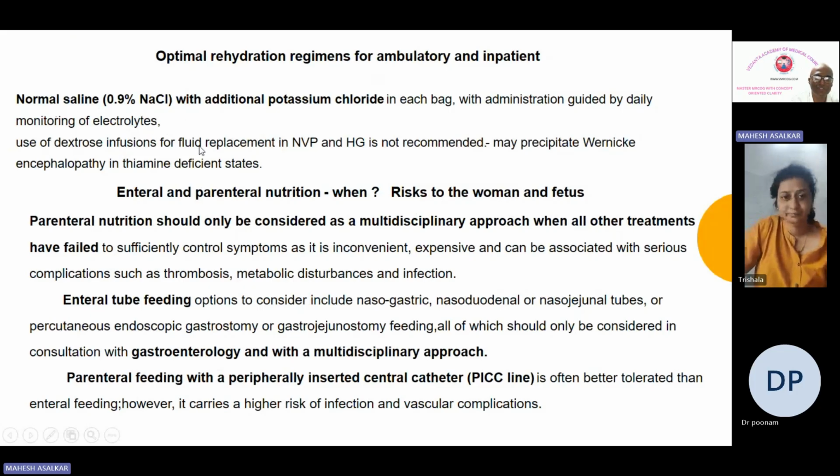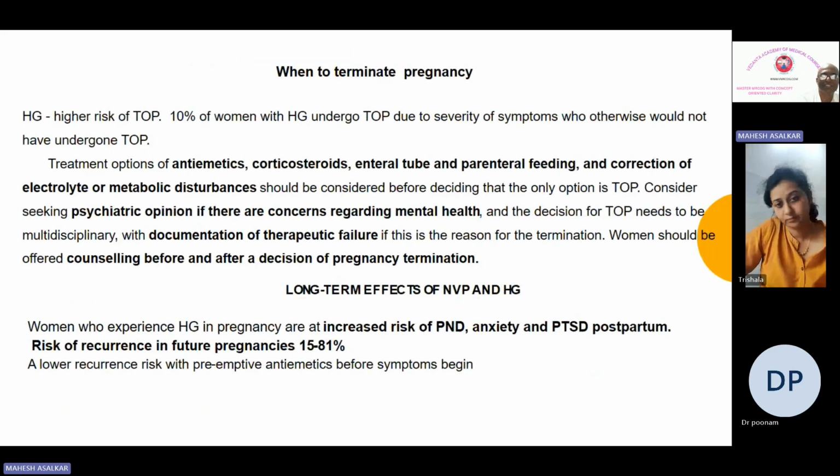Use of dextrose infusion for fluid replacement is not recommended. It may precipitate Wernicke's encephalopathy in a thiamine deficient patient. This we have just seen. So these are the concepts which they are asking. Then, when to terminate the pregnancy? There is a higher risk of termination. Almost 10% of the patients with hyperemesis gravidarum will go for termination of pregnancy.